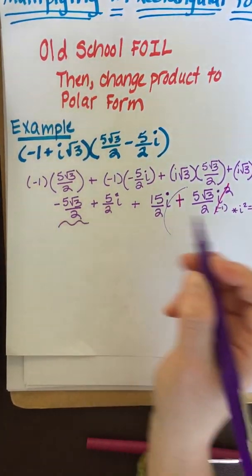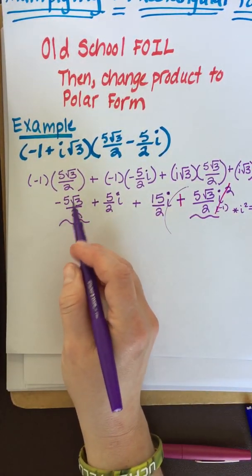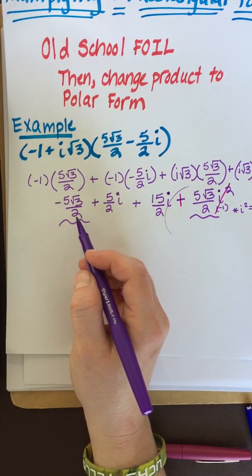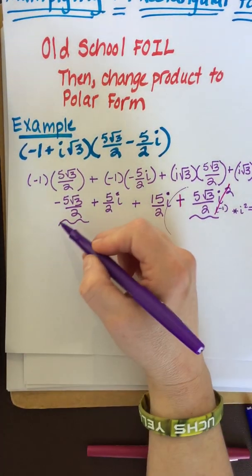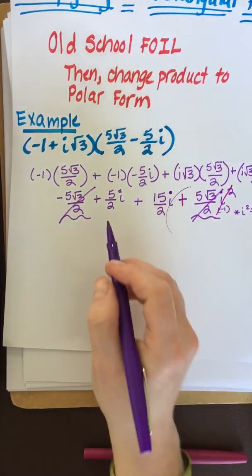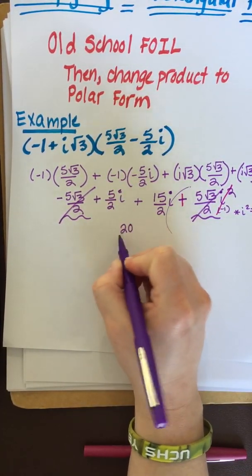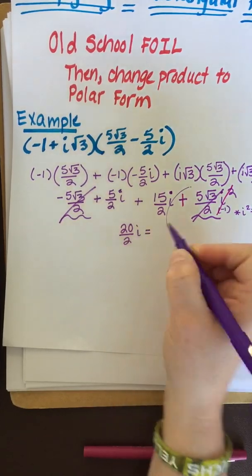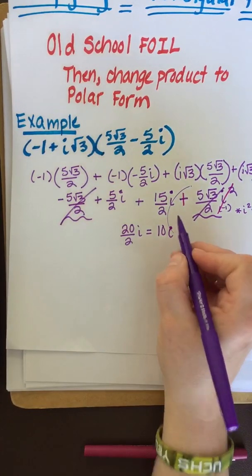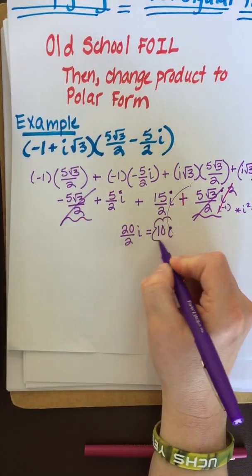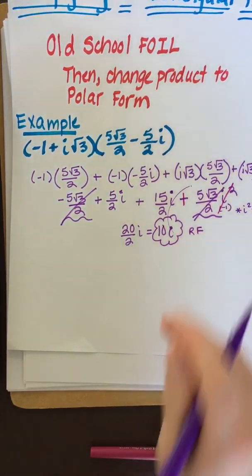So this is now real. So I have negative 5 square root of 3 over 2 plus 5 square root of 3 over 2. Well, those are going to cancel out. Then I have 5 halves i plus 15 halves i, which would be 20 halves i, which is 10i. All right, so 10i is the rectangular form of my product.